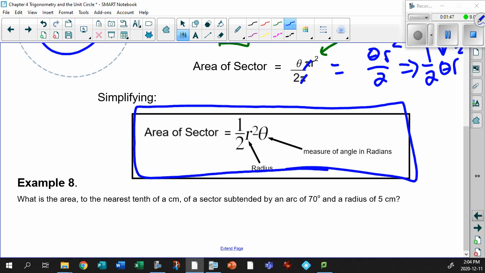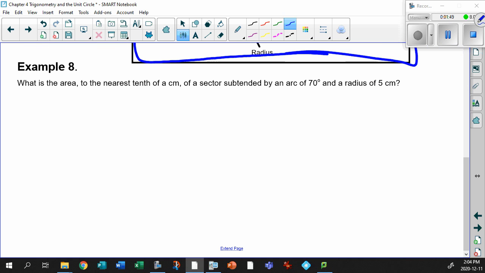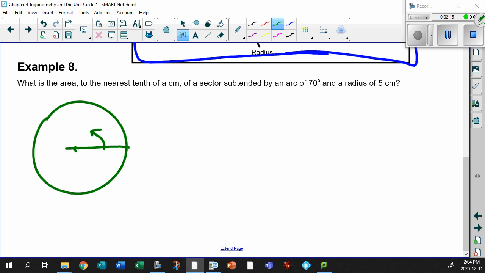Okay, so how do I do it? Well, guess what? Right here, Example 8. Let's go. First things first. It says, what is the area to the nearest tenth of a centimeter of a sector subtended by an arc of 70 degrees and a radius of 5 centimeters? Simple. Draw a circle. Start here. Make your 70 degrees, up to about, let's say, here. I don't know if that's 70 degrees, but that's close enough.